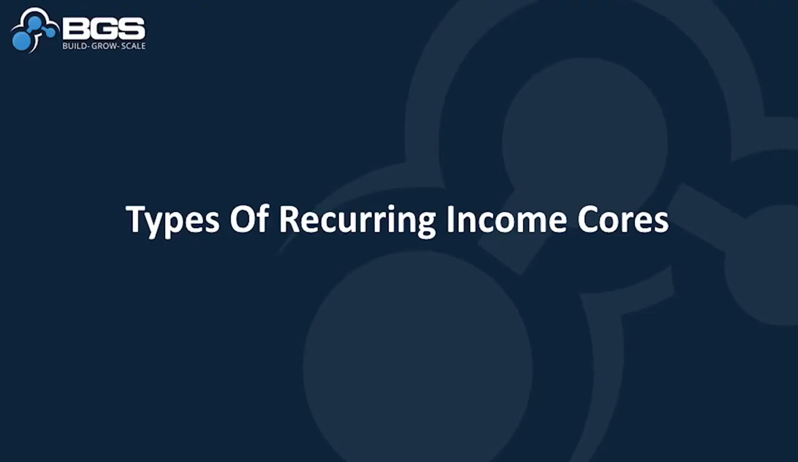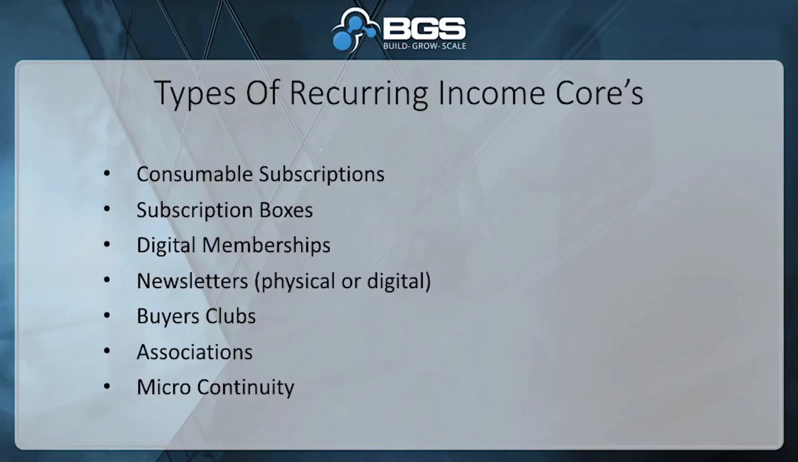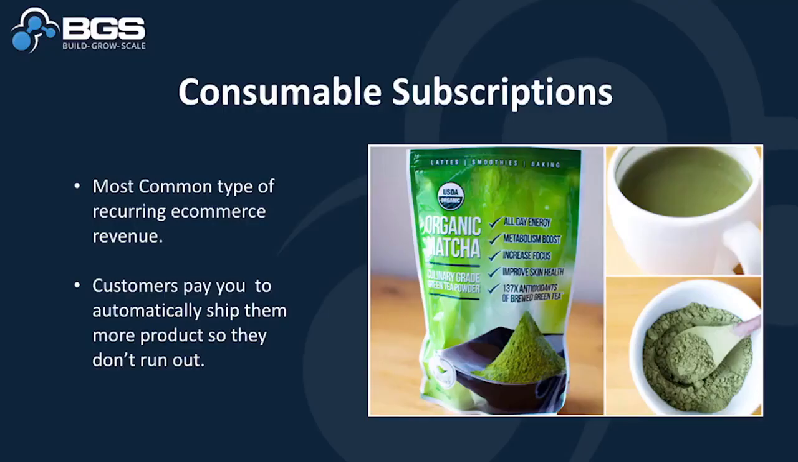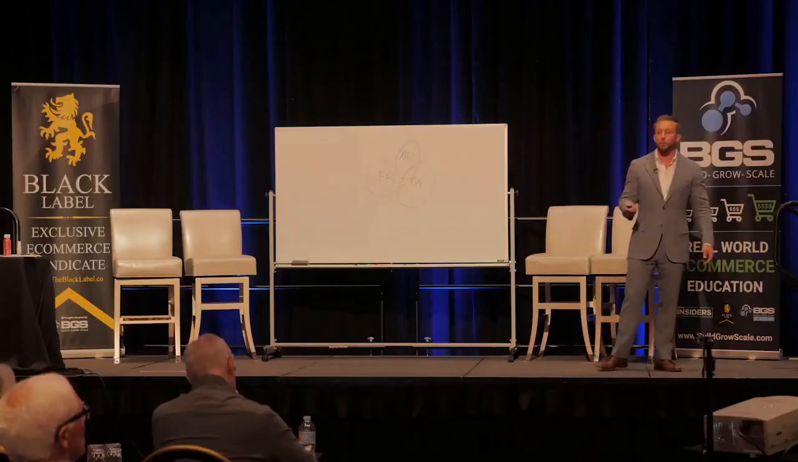So some types of recurring income core that will work in the e-com space very, very effectively: consumable subscriptions, subscription boxes, digital memberships, newsletters, physical or digital, buyers clubs, associations, and micro-continuity. Consumable subscriptions. This is the most common type of recurring revenue in e-commerce. It's super simple. You have a product that's consumable. You say, hey, when you run out, how about I ship you more? Can't get much easier than that for continuity, right? Customers pay you to automatically ship them more products so they don't run out.